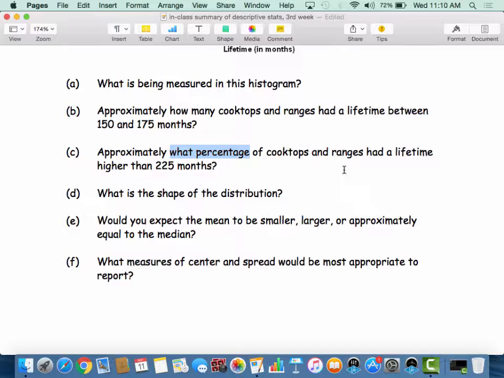Okay? And part F. Okay? This is my favorite question of all time. Why? Because if you can answer it, you're starting to understand describing data, descriptive statistics. What measure of center and spread would be most appropriate? Not favorable, but appropriate, unbiased. Median as a measure of center. IQR as a measure of spread.